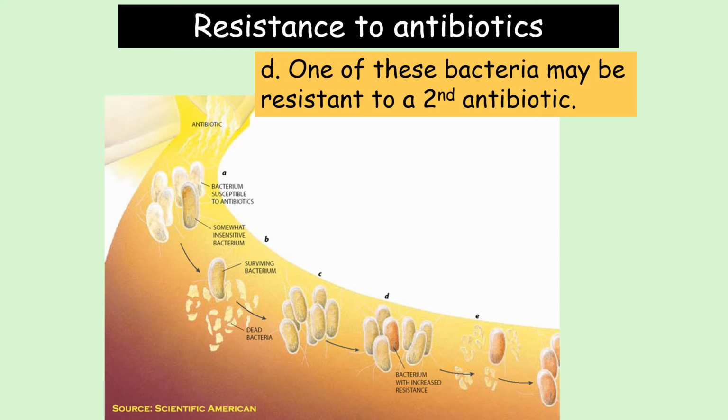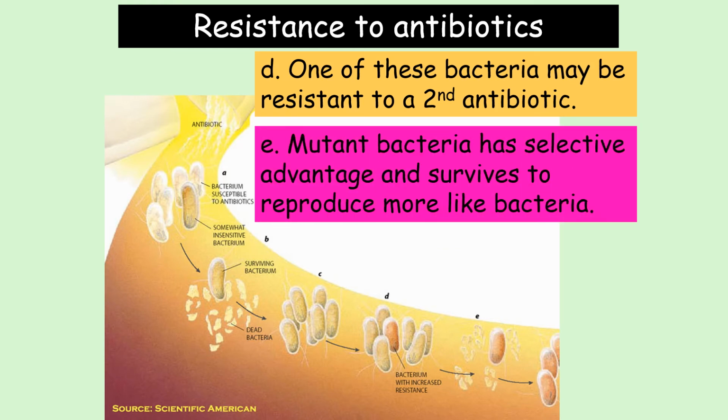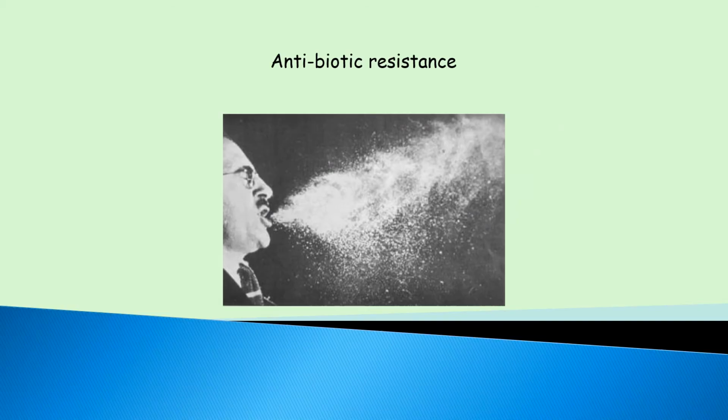And then one of these bacteria may be resistant to a second antibiotic. Then the resistant bacteria has a selective advantage and survives to reproduce more bacteria that are resistant. So antibiotic resistance is quite a major problem for us, so let's look at it in diagram form.